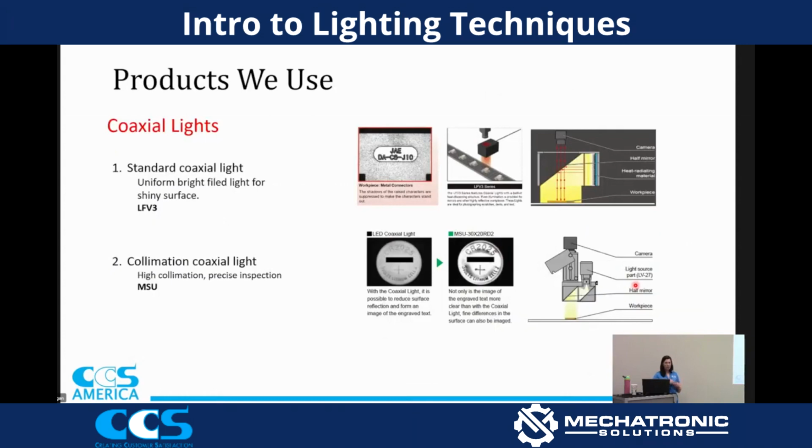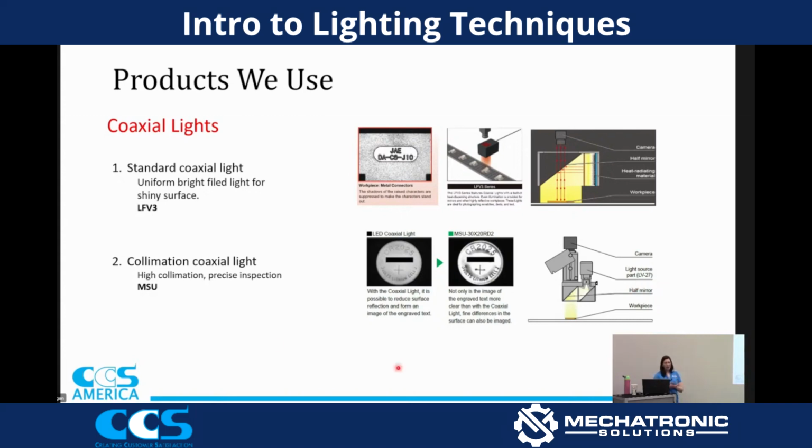The other way to achieve bright field illumination is a coaxial light. There's the LFE3 and the MSU. LFE3 is a standard coaxial light. One cool thing about it is you can take off a portion of the plate, and you can add in diffusers or polarizers or light control that come with the light, so you can adjust how collimated it is. If you add light control, it's more collimated. If you have some glare you want to remove, you can put in a polarizer. Or if you need it to be a little bit more diffuse, you can add a diffuser.